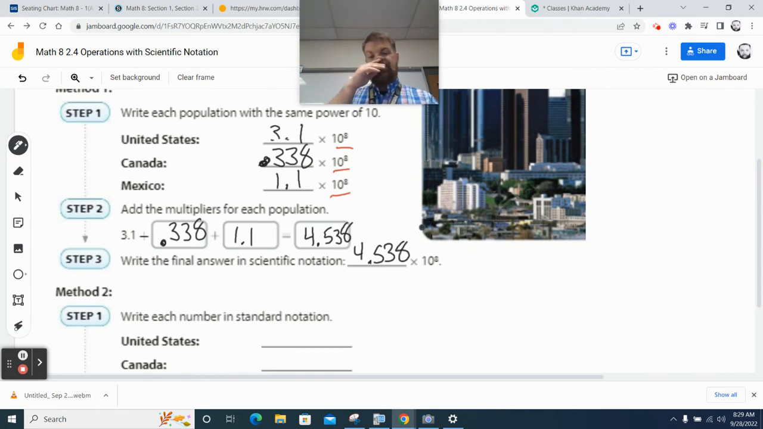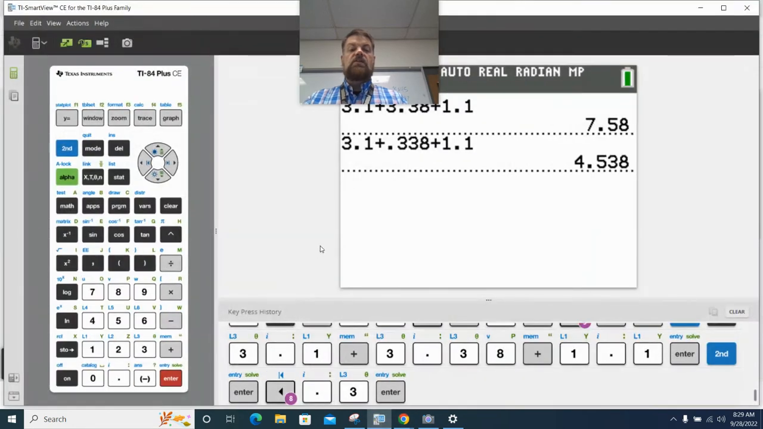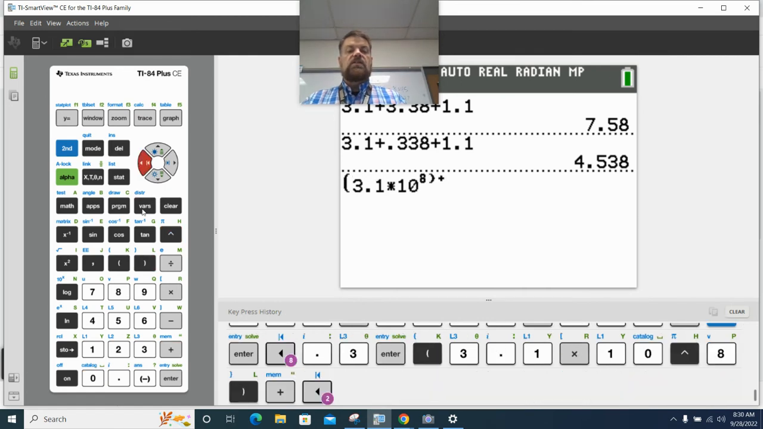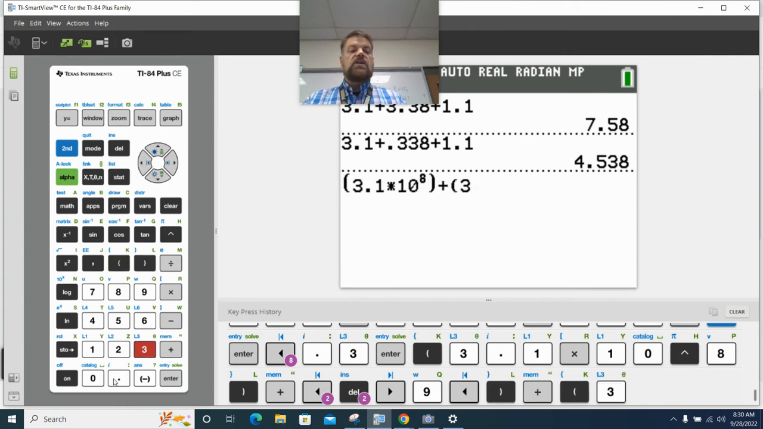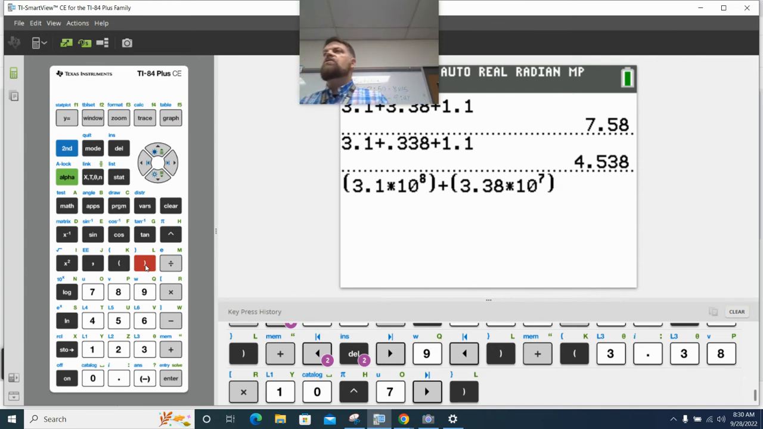Now, how could I verify that? I could just add these up on my calculator and see if I get the same thing. So just take your calculator out, and you want to put it in parentheses. So I say 3.1 times 10 to the power of 8, close parentheses, plus, oops, let me delete that. Plus, and then the next one was 3.38 times 10 to the power of 7. You got to remember that when you raise it to a power, you hit the right cursor to get out of superscript mode. Otherwise, it just keeps putting it in there.